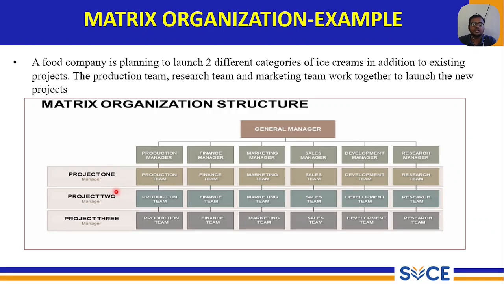Now we'll see a very basic example. This matrix organization structure is created for an ice cream manufacturing company who are planning to launch two different categories of ice cream in addition to the existing project. So a manager will be having his own kind of departmentalization. A production manager separately, a finance manager will be taking care of the accounts, a marketing manager and a sales manager will look after all the sales activities and the after sales services, the development manager and the research manager.